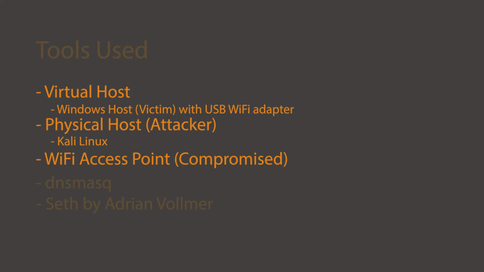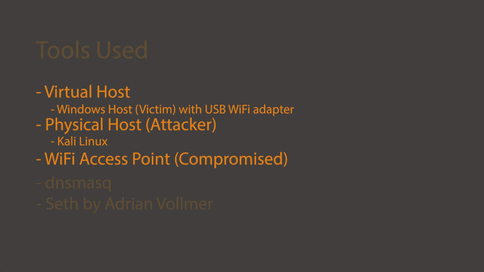Tools in this case are going to be a couple of things. If you look at the virtual host, we're running a Windows machine in a VM, and we're using a Wi-Fi adapter to breach the network into the real physical world. Then we also have a physical host, which is going to be our attacker platform. That's going to run the DHCP server that we're going to do the route injection with, as well as our Seth person-in-the-middle service.